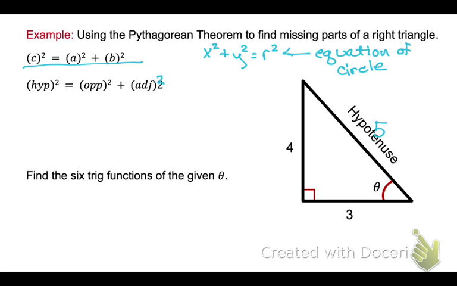Okay, so once we have that, it says find the 6 trig functions of theta. So we are looking at theta, right down here. If you look at the wrong angle, are you going to get the wrong opposite? Yes. Okay, so the sine of theta is opposite over hypotenuse. So opposite is 4 over 5.